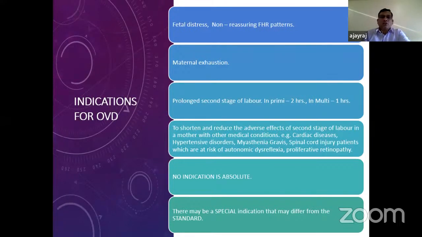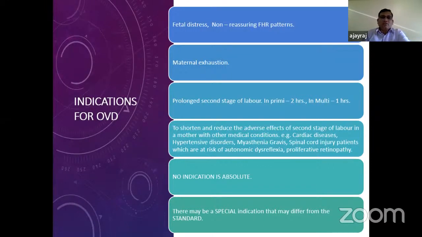Prolonged second stage of labor. In primi, if the second stage is prolonged beyond 2 hours, and in multi, if it is prolonged beyond 1 hour, then it is causing trouble to the fetus or to the mother.